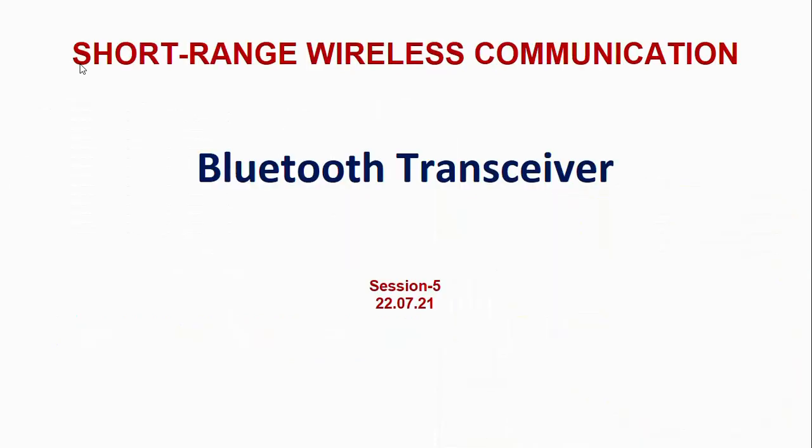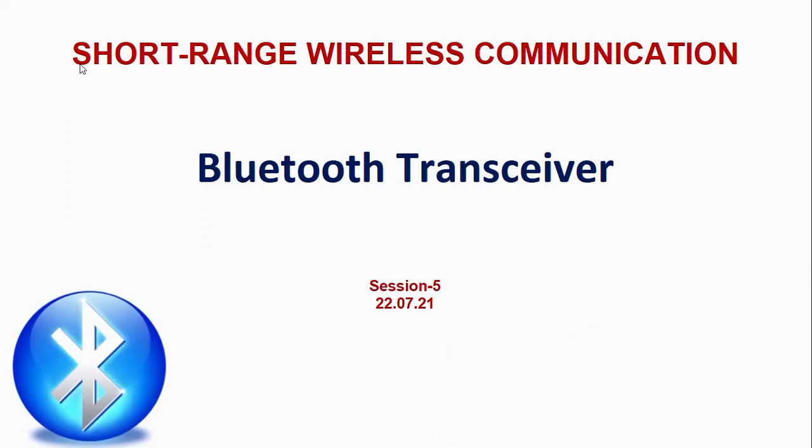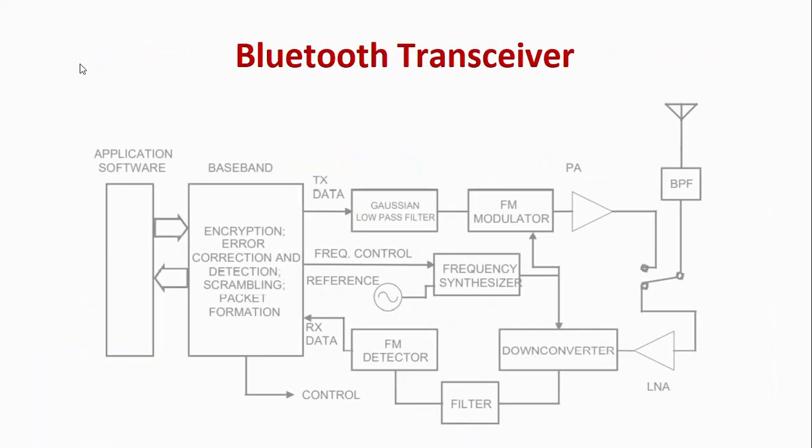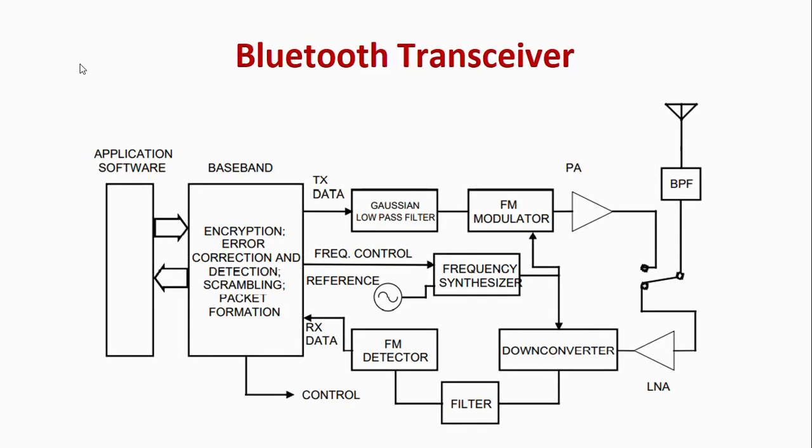Okay. Next, we are going to discuss the Bluetooth transceiver block diagram and its explanation. Some of the real world devices are shown in the figure. Its block diagram only we are going to discuss now. In general, a Bluetooth transceiver has three layers. One is application, second one baseband, and third one RF.